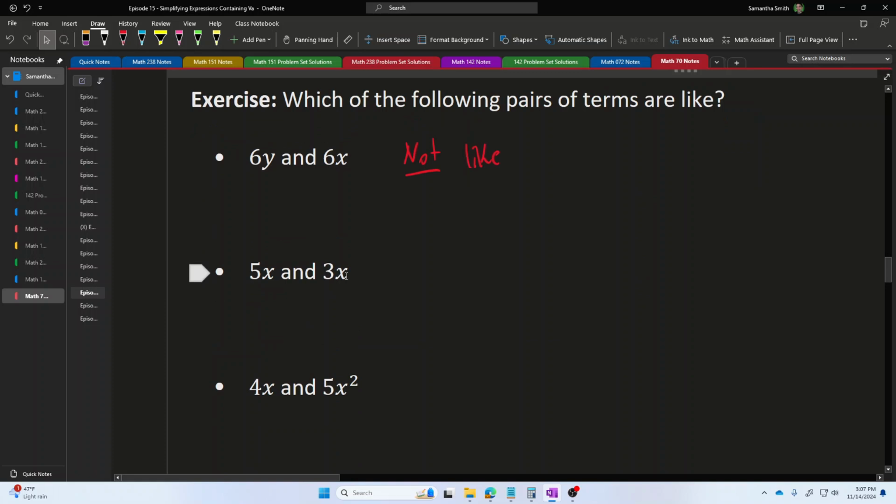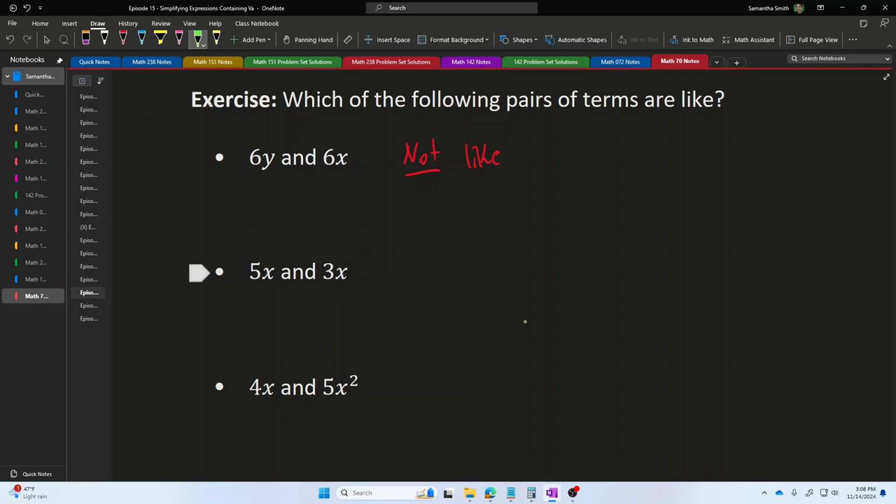5x and 3x. The only difference between these terms is the number in front, the coefficient. So these are like terms. Here I have a pile of 5x's and a pile of 3x's. So these could be combined into a single pile of 8x's.